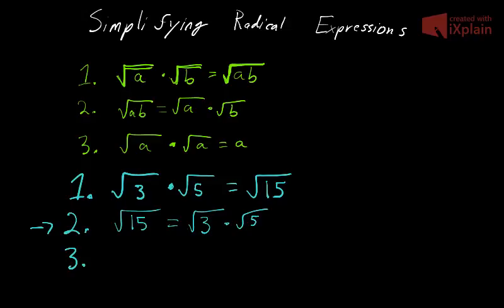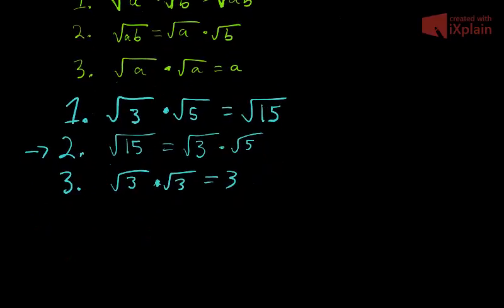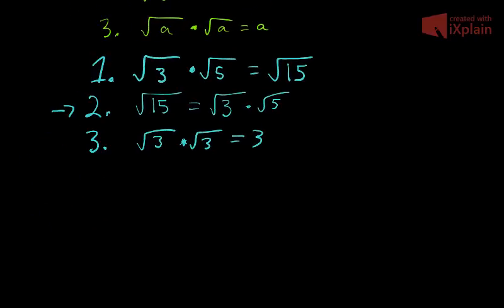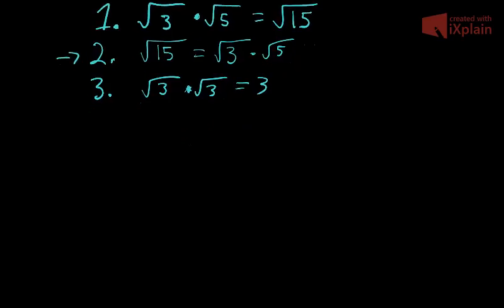Our last one right here is that if I have the square root of a number like 3 multiplied by the square root of 3, that's just going to be 3. And the reason that works, if we look up to our first one right here, is that the square root of 3 times the square root of 3 would be the square root of 9, and the square root of 9 is 3, which means we should be all good to go. So we're just going to continue down this and see what all we can do with these three rules.